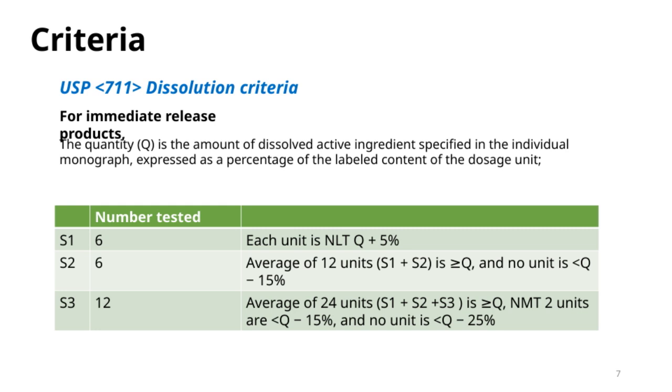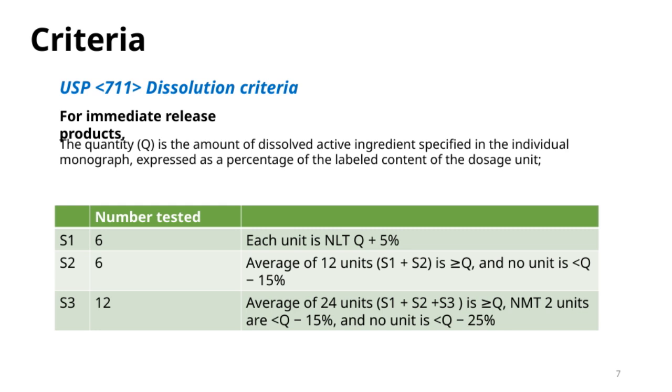Moving on to S2, we test another 6 units, making a total of 12 when combined with S1. Here, the average of all 12 units must be at least Q, and importantly, no single unit can be less than Q minus 15%. Finally, for S3, we test 12 additional units, totaling 24 units in this phase. The average of all 24 units must be at least Q, but there are additional criteria. No more than 2 units can be below Q minus 15%, and no unit should be below Q minus 25%.